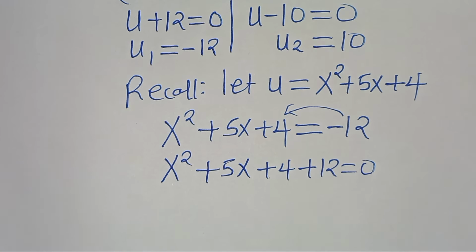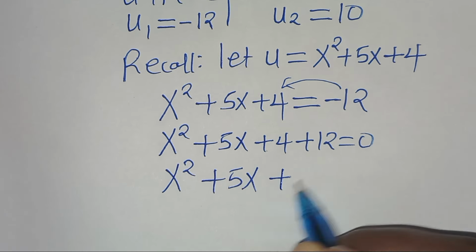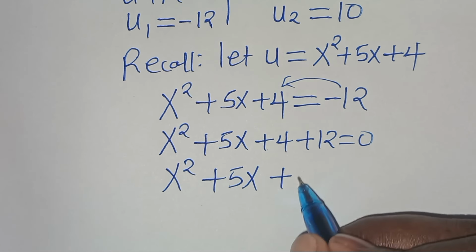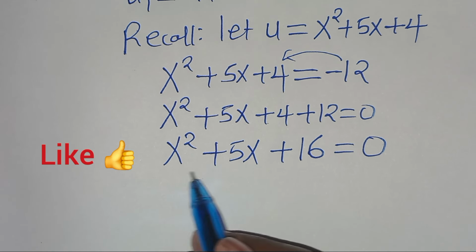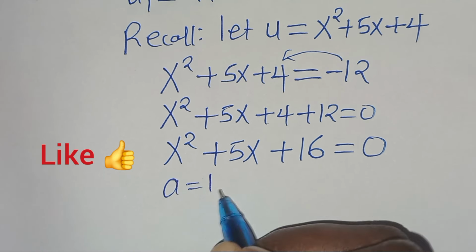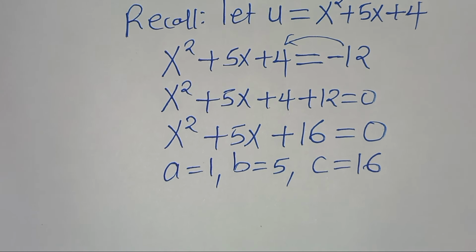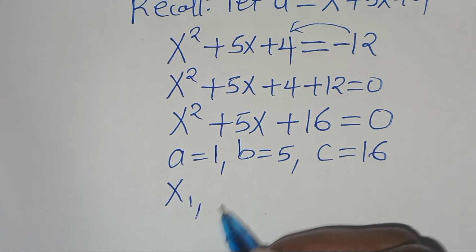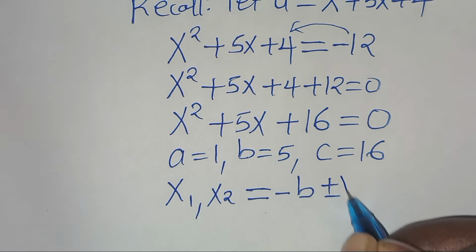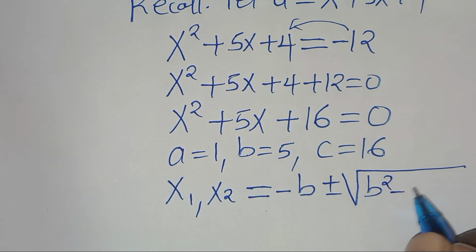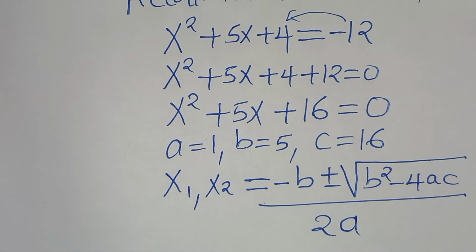This is equal to 0. So again, we have x squared plus 5x plus 4 plus 12 here. This is equal to 16. Then this is equal to 0. So again, this is a quadratic equation here with a equal to 1, b equal to 5, and c equal to 16. So we can solve for x1, x2 by applying the quadratic formula here, which is minus b plus or minus the square root of b squared minus 4ac. Everything here divided by 2 times a.